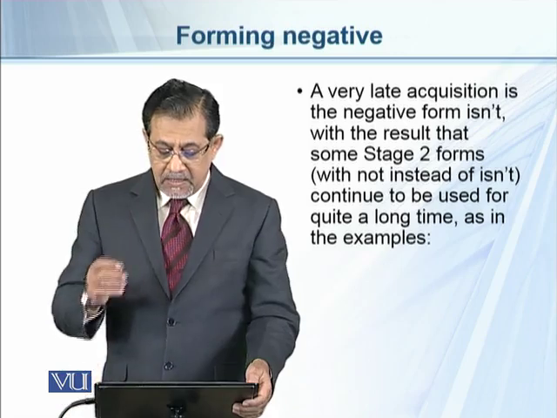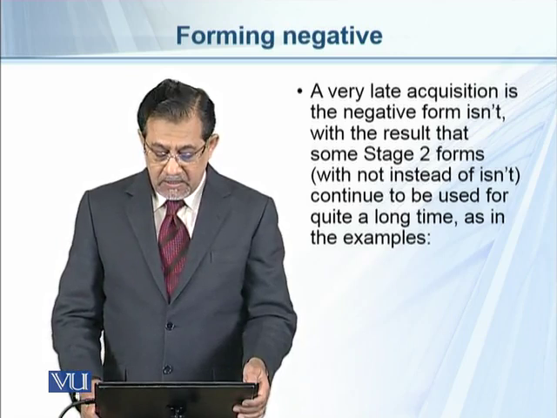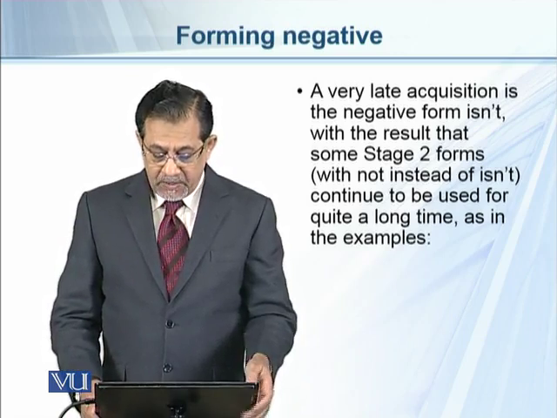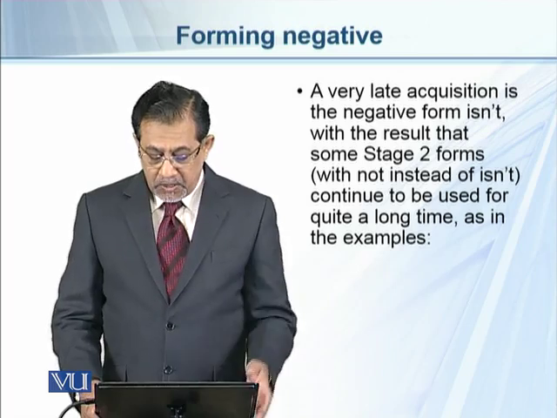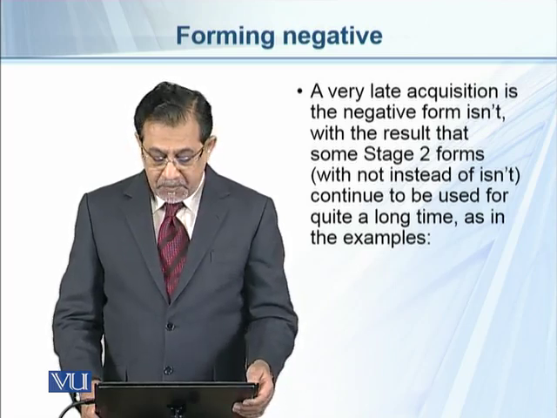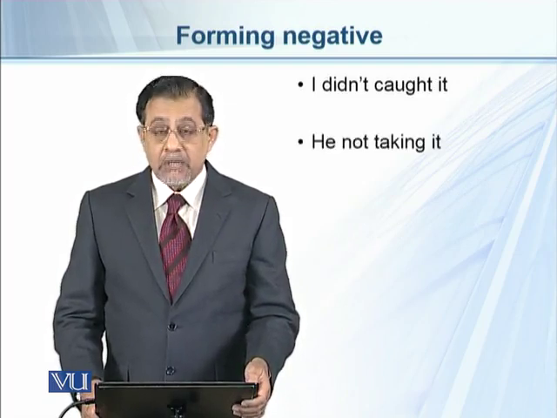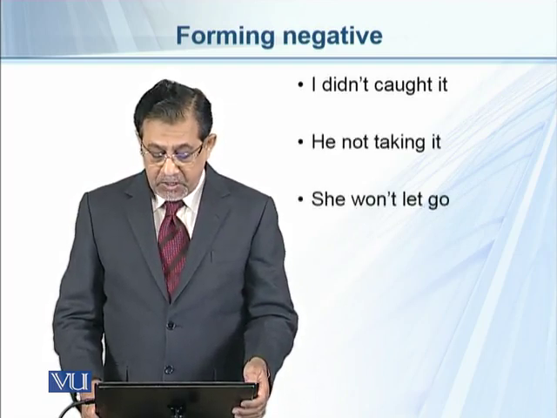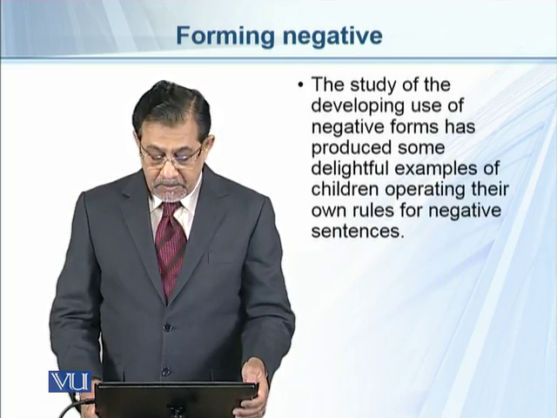A very late acquisition is the negative form isn't, with the result that some earlier-stage forms with not instead of isn't continue to be used for quite a long time, as in the examples. I didn't caught it, he not taking it, she won't let go, this not ice cream.